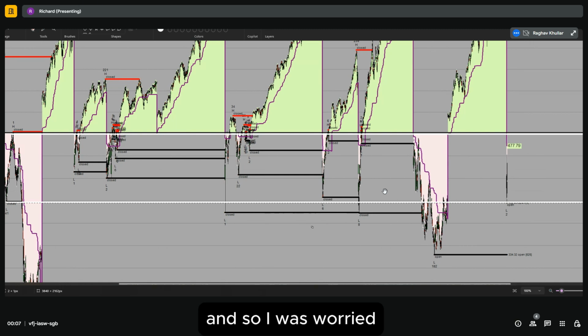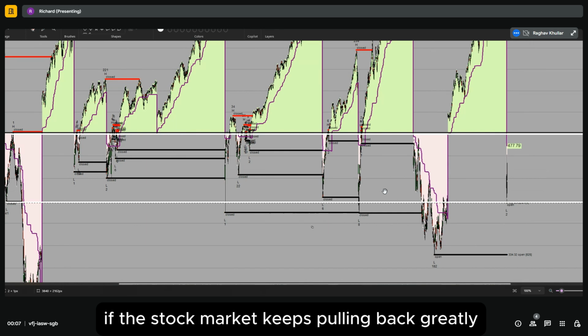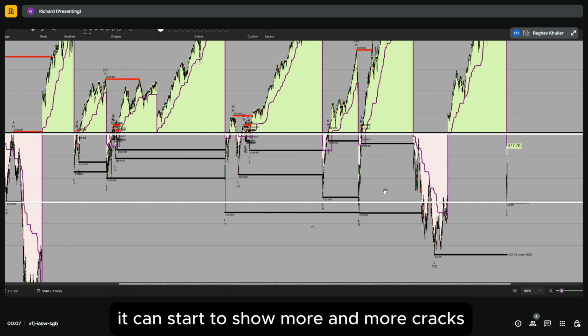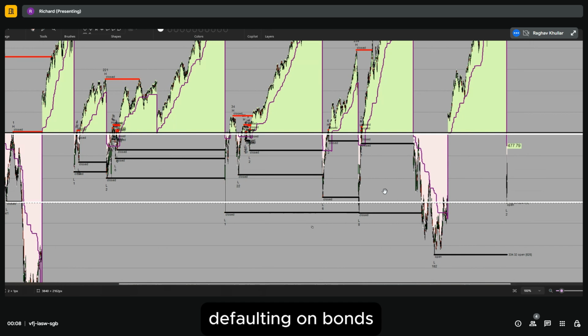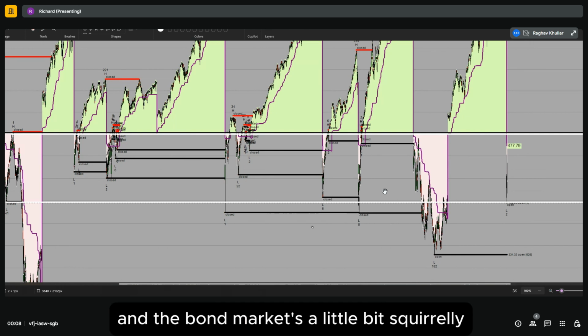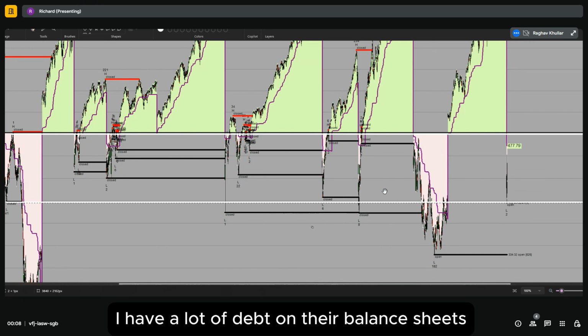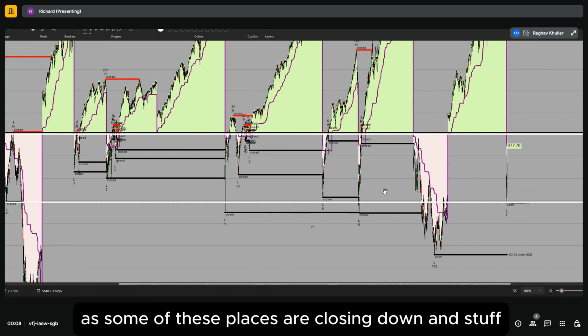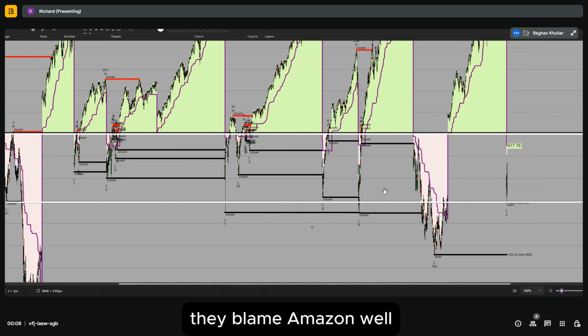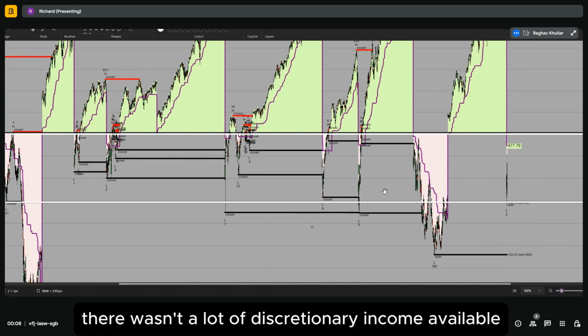And so I was worried that if the stock market keeps pulling back greatly, it can start to show more and more cracks, with more and more companies having issues, defaulting on bonds. And the bond market's a little bit squirrely because I think a lot of the companies are very over leveraged. They'll have a lot of debt on their balance sheets. We've been seeing that as some of these places are closing down, and they blame Amazon: they're taking all our business. But the reality is in the US, I believe, looking at M2 the last time I checked, there wasn't a lot of discretionary income available.